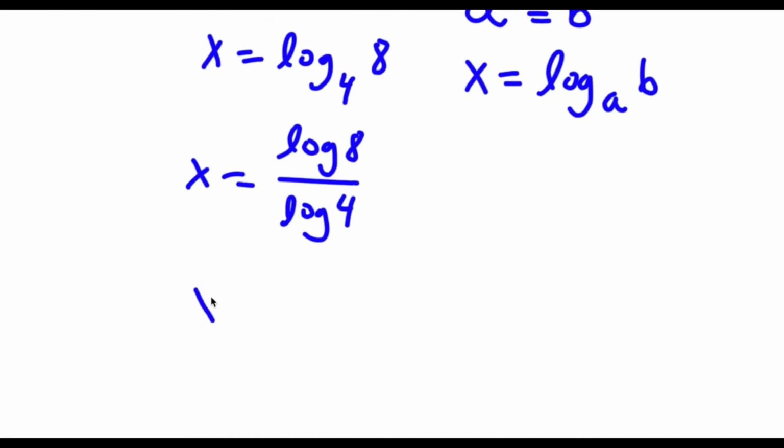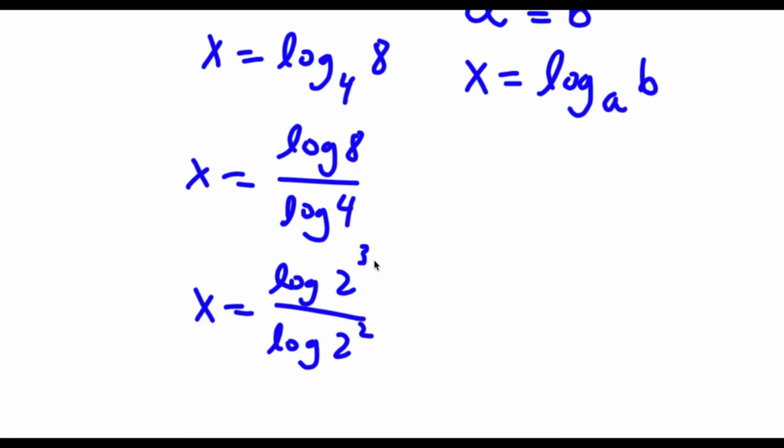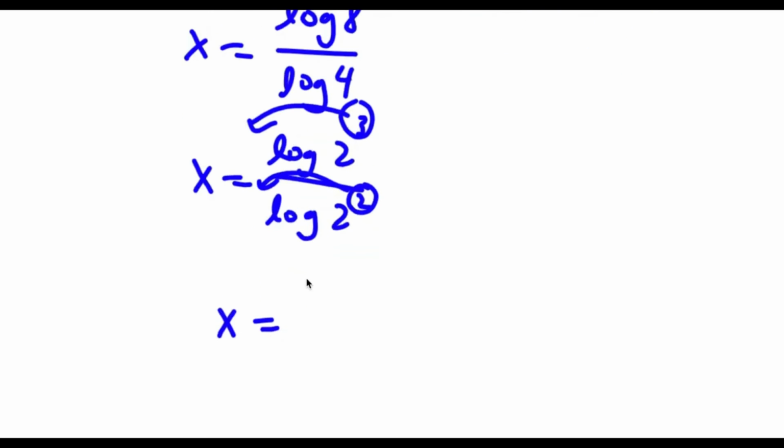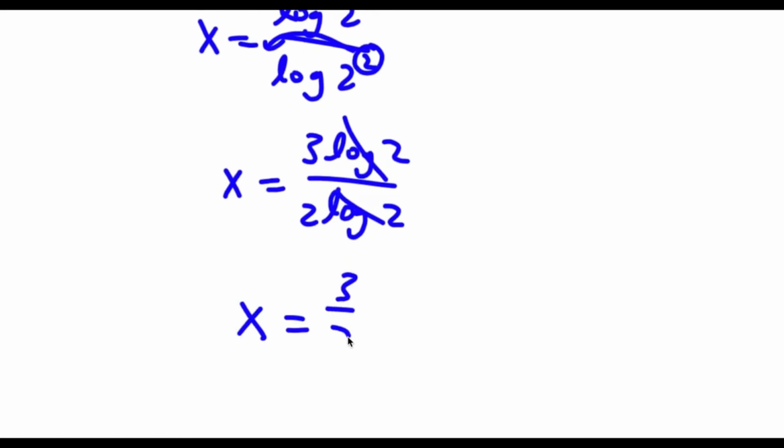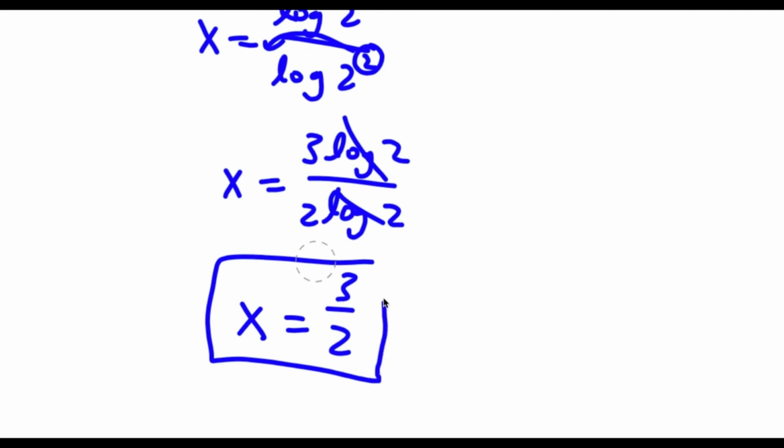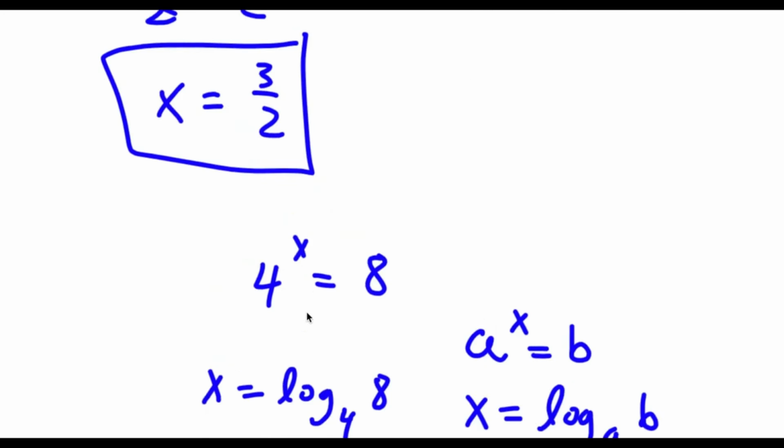Now log 8, well 8 is the same thing as 2 to the power of 3, and 4 is the same thing as 2 to the power of 2. So I have log 2 to the power of 3 over log 2 to the power of 2. Now I can simply move the exponent to the front for both of these. So now I have x is equal to 3 times log 2 over 2 times log 2. The log 2 simply cancel out, so I'm again left with x equals 3 over 2. So that's two methods of solving this problem.